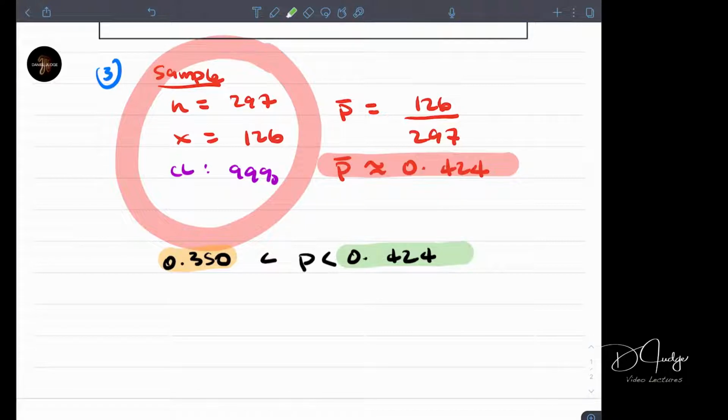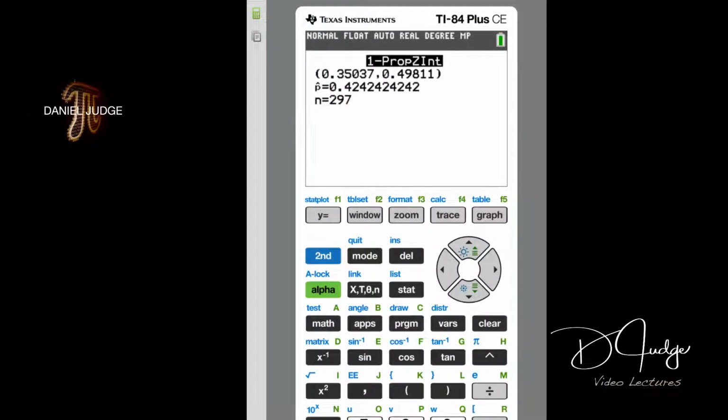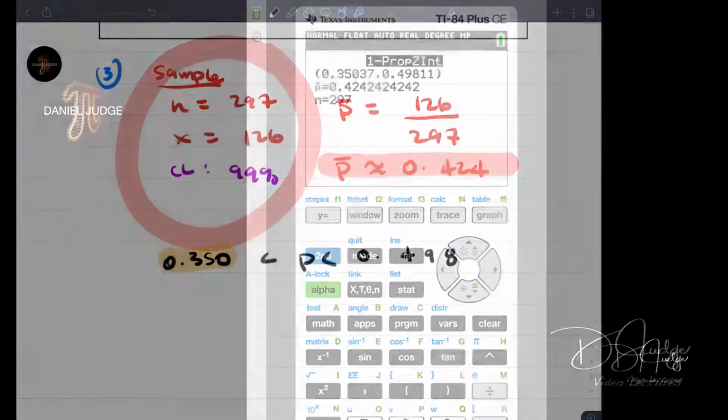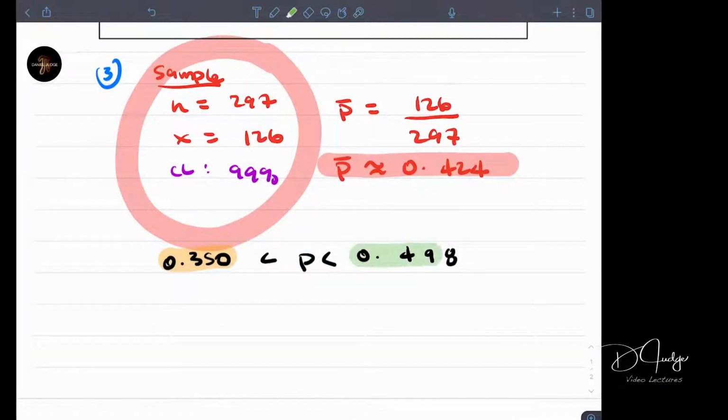All right, because the sample size is 297. I apologize. Let's go back here to the TI, 0.35. So that's 0.498. I was looking at the wrong thing. That was what was bothering me. So the upper bound is 0.498. I apologize. So the upper bound value, and we can say this with 99% confidence.